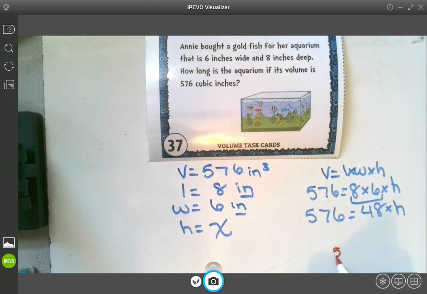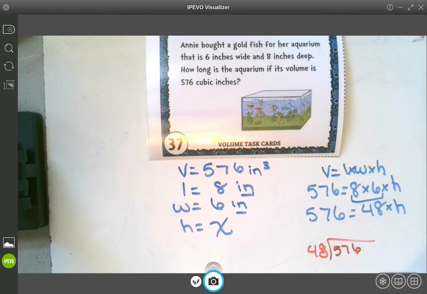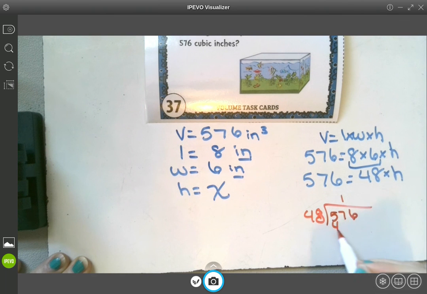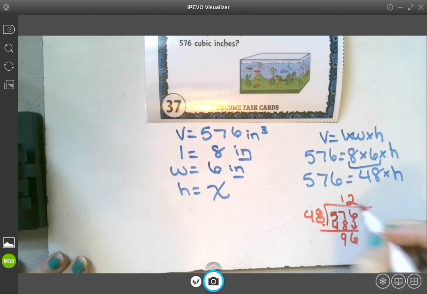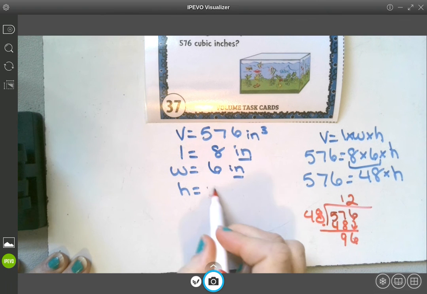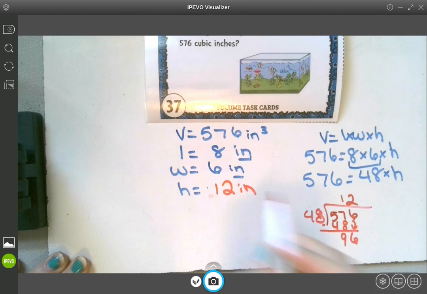So 576 is going to be my dividend. 48 is my divisor. And again, use whatever method you feel comfortable with for long division. It's going to go in one time. I'm going to go ahead and use the algorithm. 9 and then bring that down there. And I know that 48 goes into 96 two times, or that 48 times 2 equals 96. So that means then that h, or my x here, equals 12 inches.